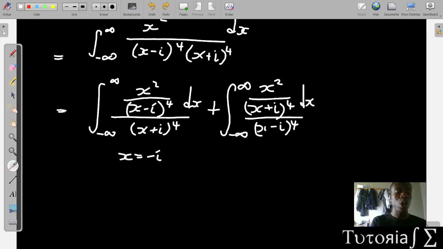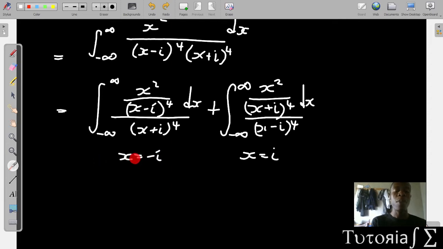So equating that to 0, that is our pole at this point. And equating this to 0, that is our pole at this point. Now, what is important here is why is it important to find the poles? Because the poles tell us which integrals to focus on.